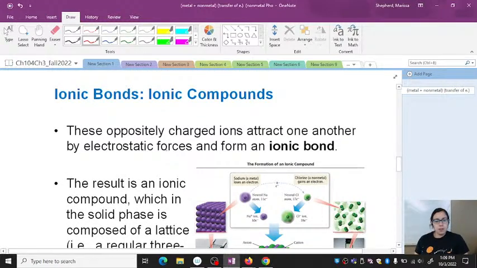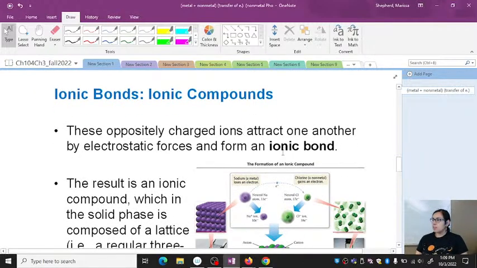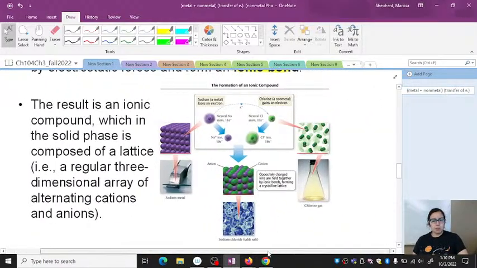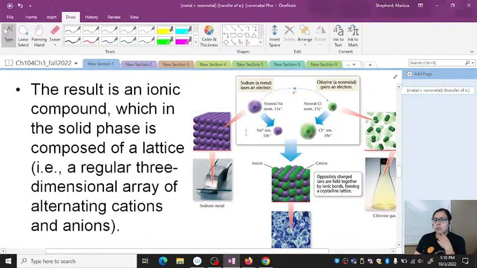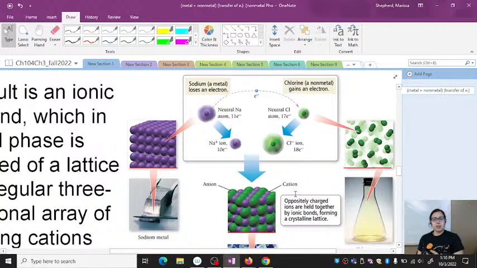And of course, the other thing that you probably noticed is we made something positive, something negative, and so that's the only thing that's holding those atoms together. So these oppositely charged ions attract one another by electrostatic forces and form an ionic bond. And so the result is, again, this lattice structure, which is just whatever 3D array your cations and anions fall in. And so different compounds have different structures, but we won't go into those details.